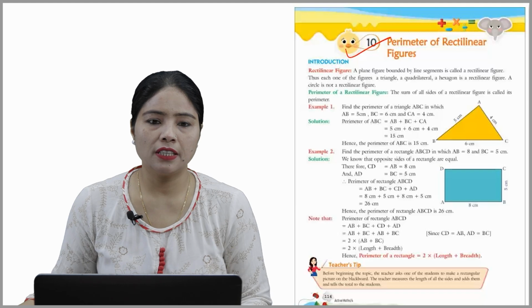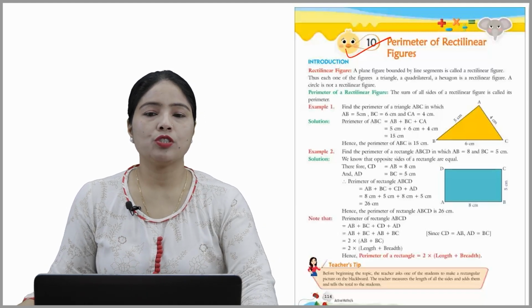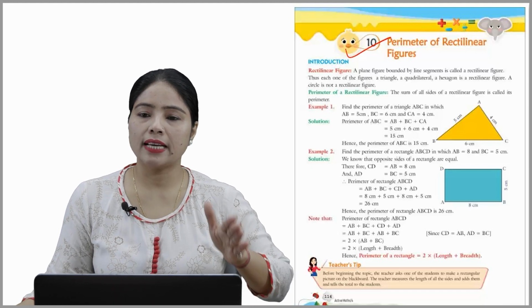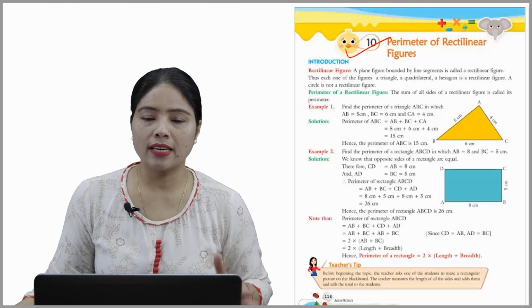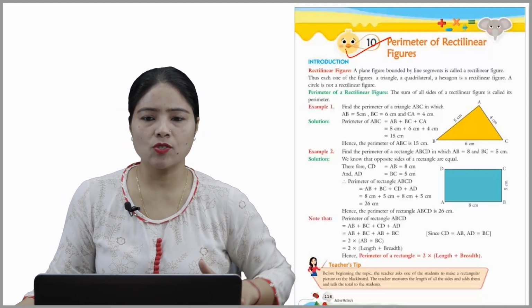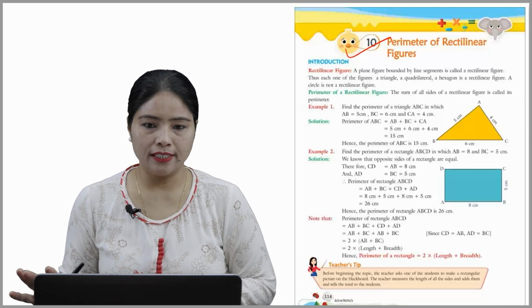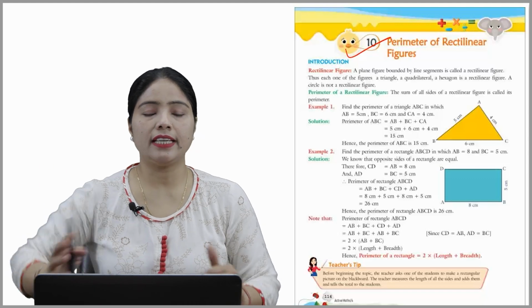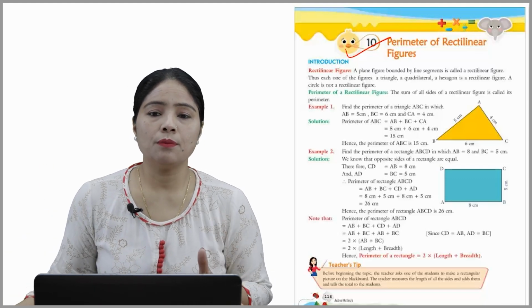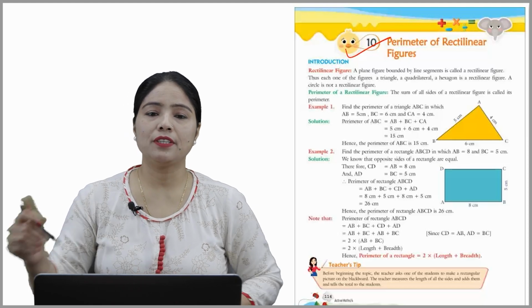So introduction first. Rectilinear figure. A plane figure bounded by line segments is called a rectilinear figure, beta. Thus each one of the figures, a triangle, a quadrilateral, a hexagon, is a rectilinear figure. A circle is not a rectilinear figure, beta. Okay, so what next? Perimeter of a rectilinear figure. The sum of all sides of a rectilinear figure is called its perimeter.